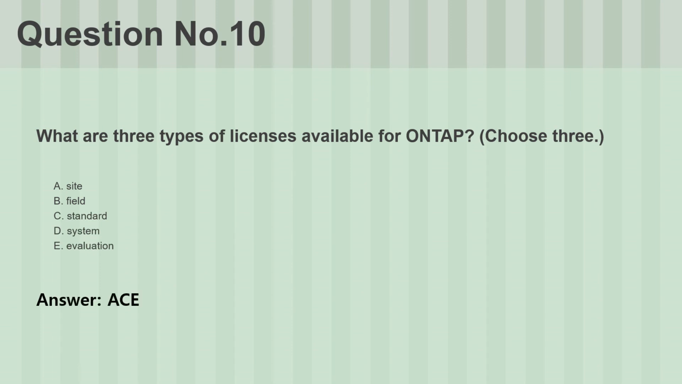Question number 10. What are 3 types of licenses available for ONTAP? Choose 3. A. Site. B. Field. C. Standard. D. System. E. Evaluation. Answer: A, C, E.